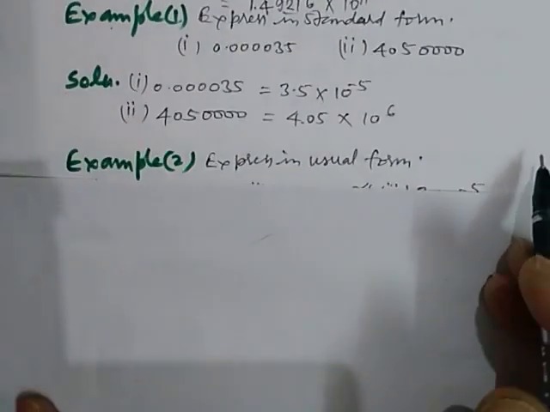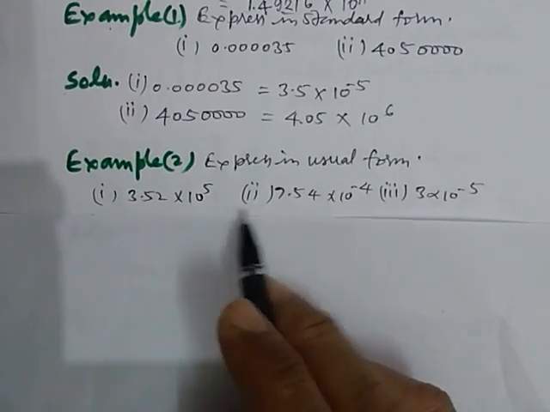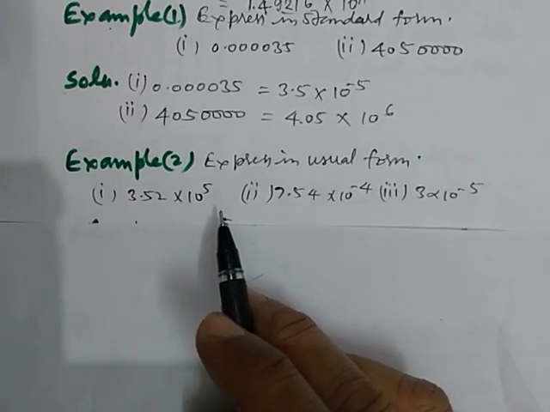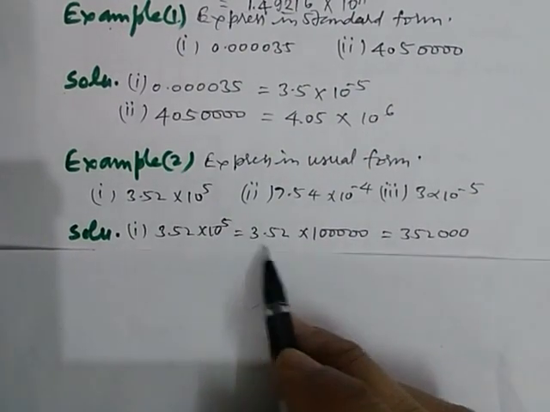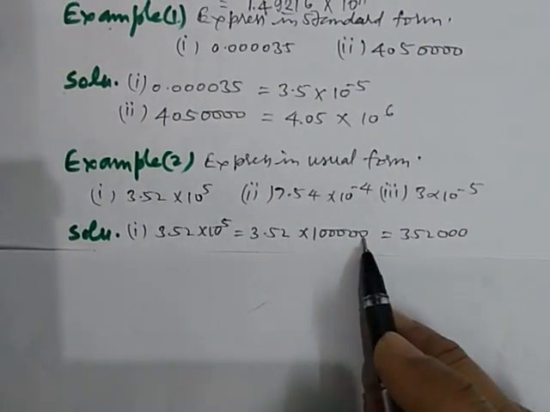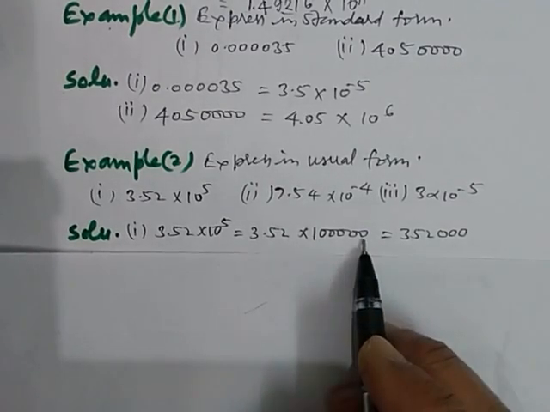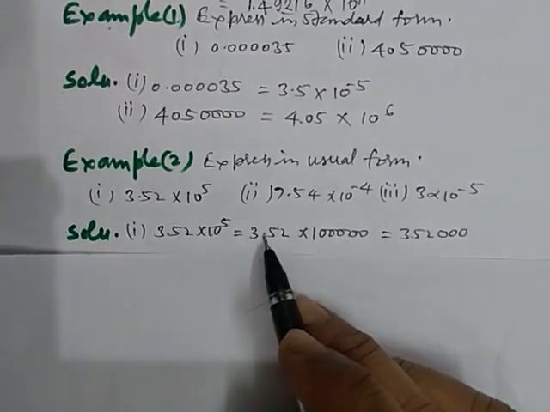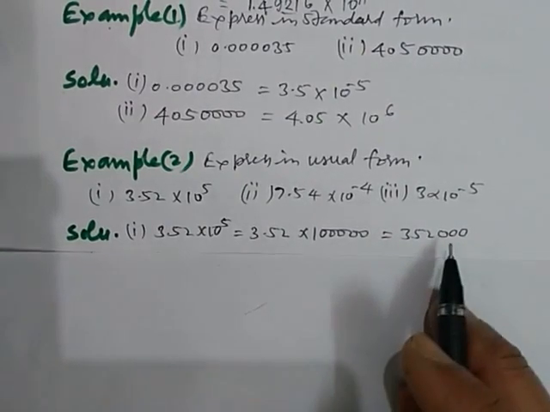Now our second example. Express in usual form. Here these are quantities already expressed in standard form. We have to convert these into usual form. First we convert 3.52 into 10 to the power 5. So we write 3.52, and this 10 to the power 5 means 1 and 5 zeros. Now by multiplying, the decimal shifts 5 places. So we write 352000. So this converts to 352000.